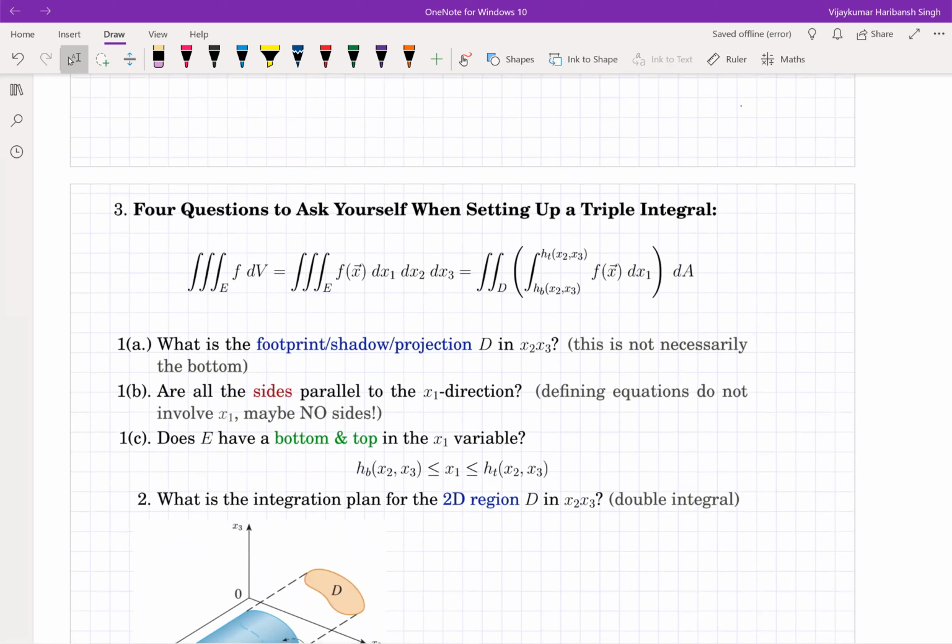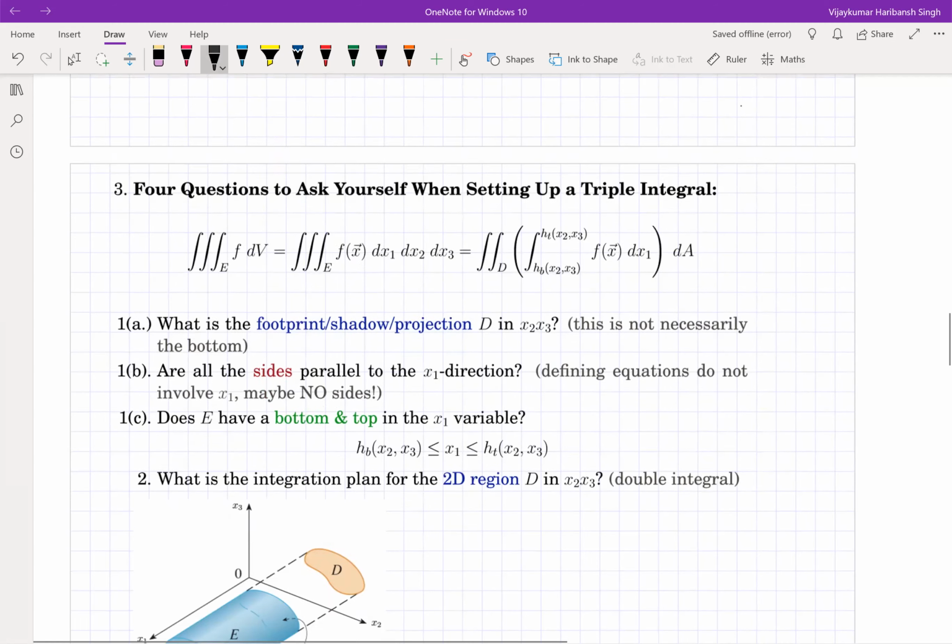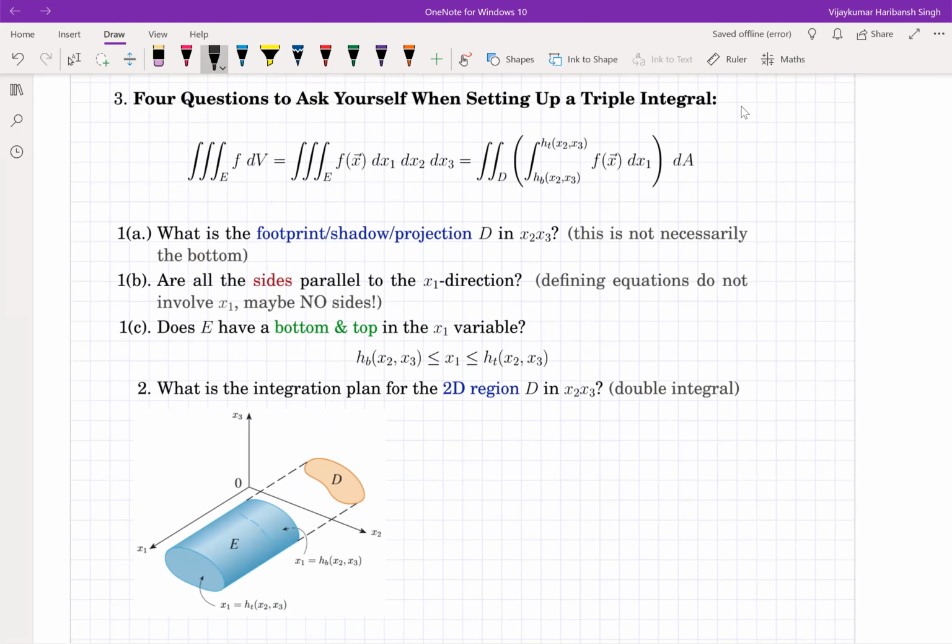So now we should ask the question, how would we set up a triple integral? Suppose you have a region E here, which is a three-dimensional region. You want to compute the integral of f dV. How would you compute it?